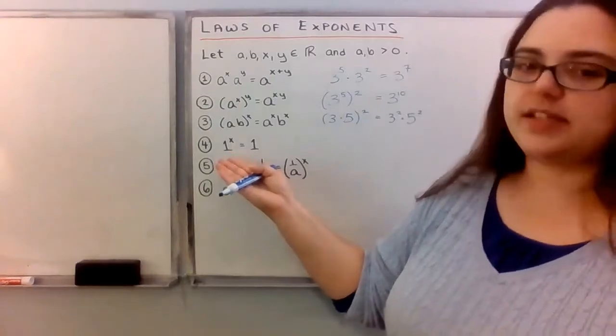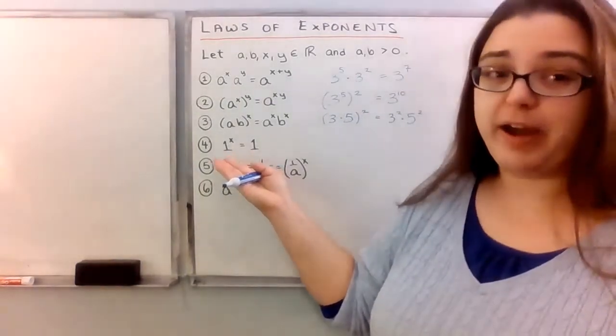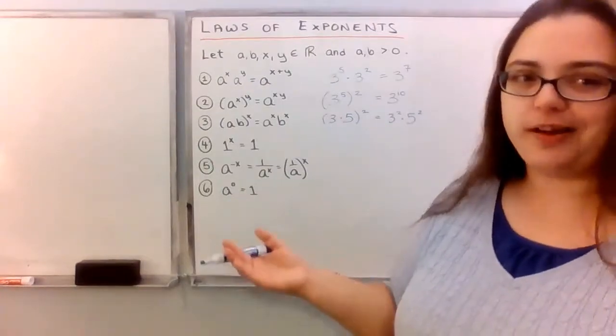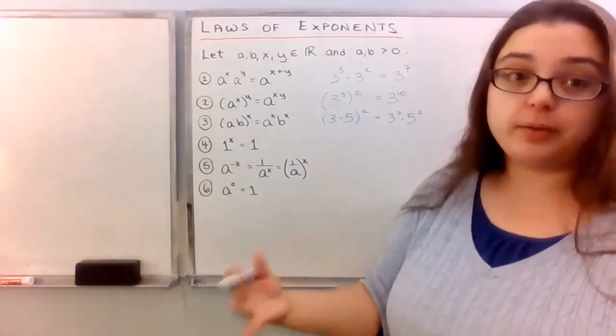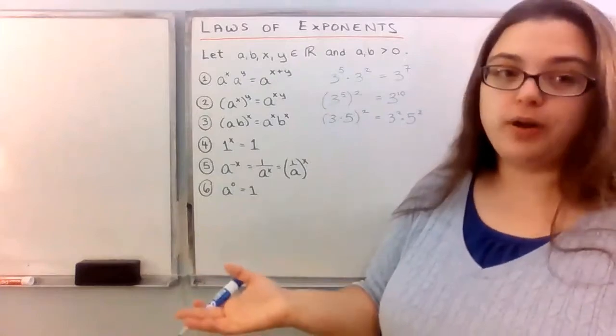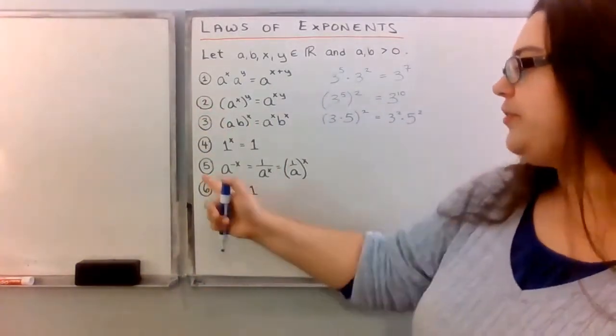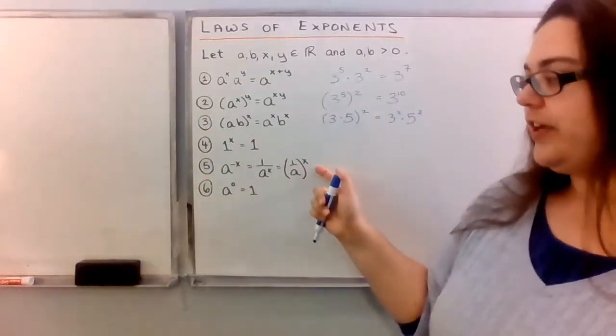Number 4 is pretty self-explanatory. 1 to any power is 1. So if you have 1 to the 3, 1 cubed, it'll be 1. This is because exponents are repeated multiplication, and if you multiply 1 by itself, however many times, you're going to get 1. Number 5 is our property for negative exponents.